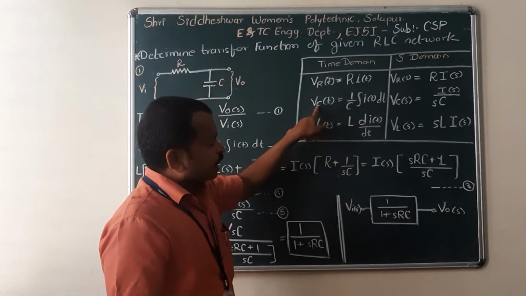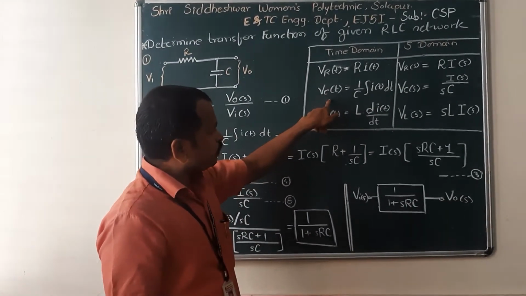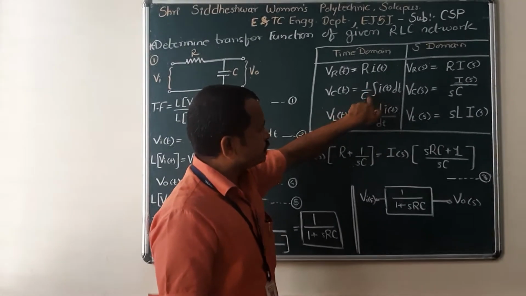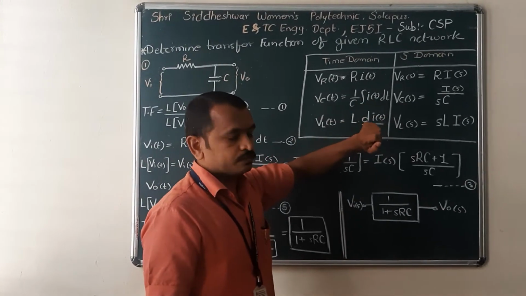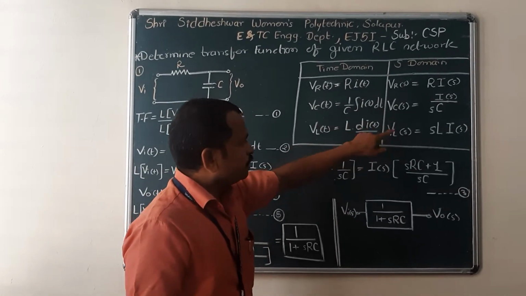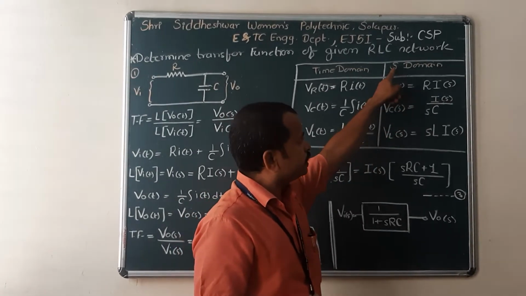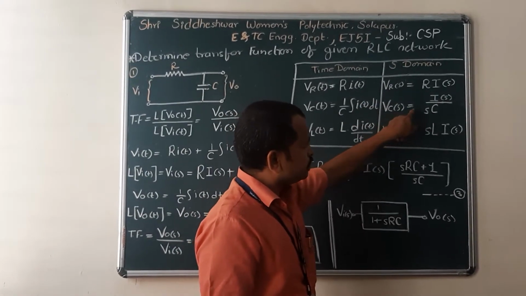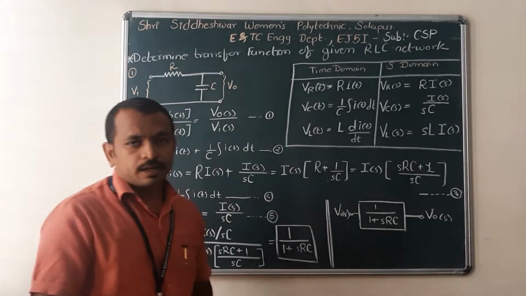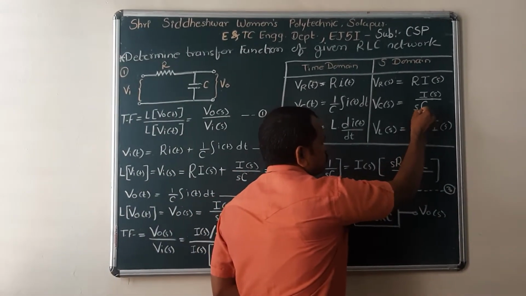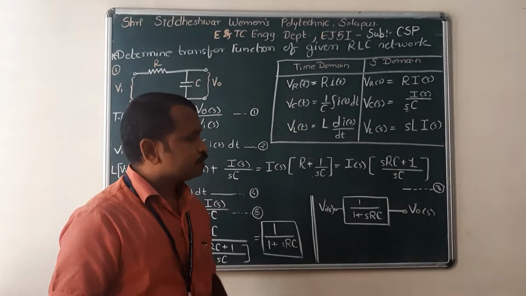Similarly, the capacitor voltage in time domain, Vc of t, is equal to 1 by C integration of current with respect to time. Its Laplace transform, represented in S domain, is VC of S is equal to capital I of S divided by SC. This S should be small.